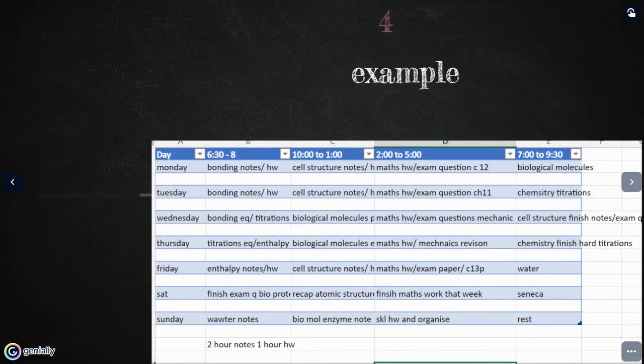Here's an example of one of the timetables I created through half term. Over here you can see that I gave myself around 7 hours every day to study, but I obviously didn't study that much, so it was just a rough timetable of how much I would do. So I'd wake up in the morning from 6:30 to 8, I would study on Mondays to Tuesdays, chemistry, and so on. So you can see how I've structured my day over here.